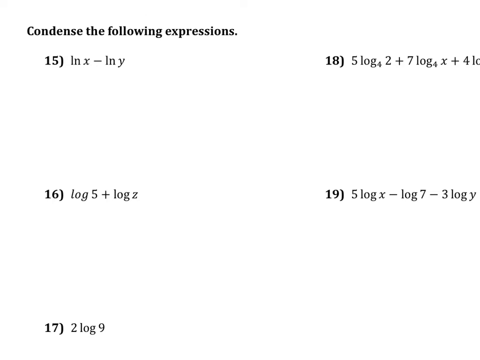All right, it's Mr. Robertson now, and what we're going to do is we're going to condense these now. So in order to condense these, we have to first look at our sign and figure out how we're going to put them together. Are we going to make it a division problem or a multiplication problem? So in this case, we have subtraction, which means we're going to make this a division problem. So this is going to become ln. We're going to take our x and put it on the top of the division problem, and on the bottom, we're just going to put our y.